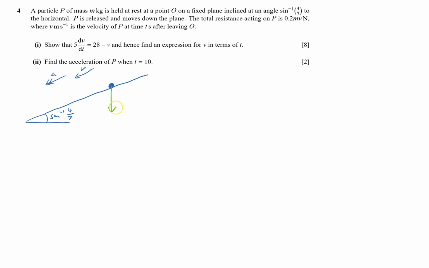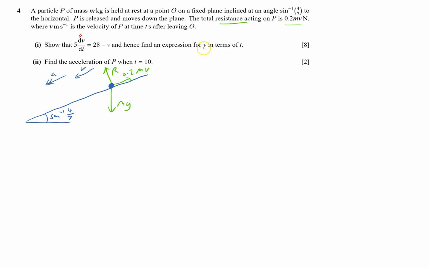Forces are active on it. Obviously we've got the weight of it, which is mg. We've got the normal contact force, which is R. And we've got this resistance to motion. It's not constant; it's going to increase as velocity increases. That's 0.2 mv, the total resistance acting on it. And we've got to show this. dv by dt, that is a. So that bit there is a.